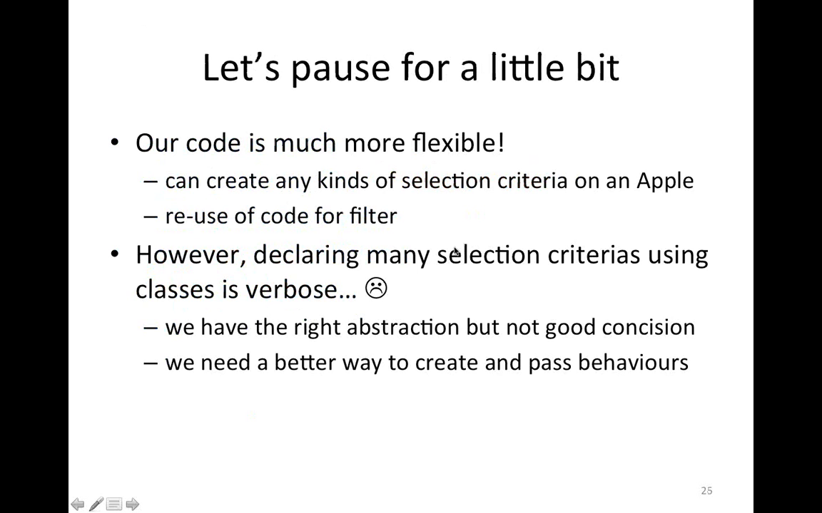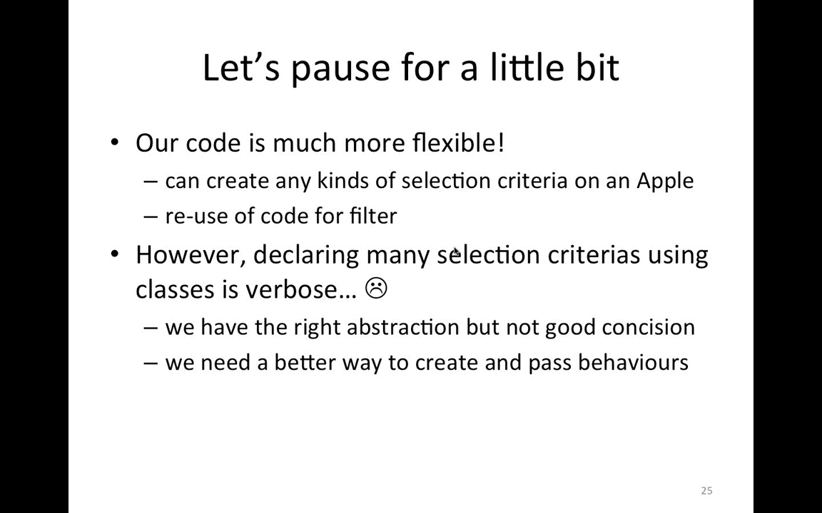So let's pause a little bit. Let's reflect on the benefits of what we've done so far. Actually, our code is much more flexible than our initial filterGreenApples method. We can really create any kind of selection criteria on an apple, and we've been able to reuse code for the filtering logic. We no longer have to maintain multiple method declarations. So this is really great from a software engineering point of view. We can adapt to requirement changes.